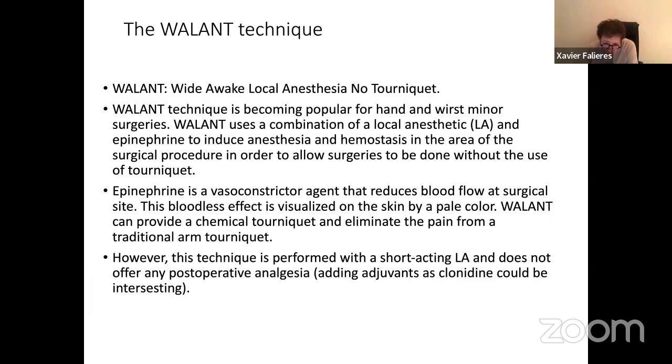But it's performed with short-acting local anesthetic, and there are some studies using some adjuvants, but till now, it doesn't offer any postoperative analgesia. But okay, it's very interesting.